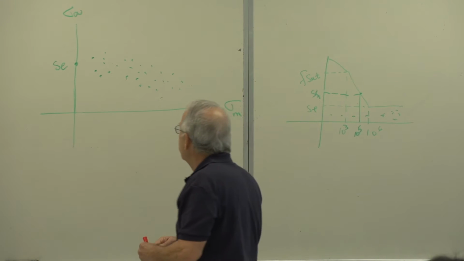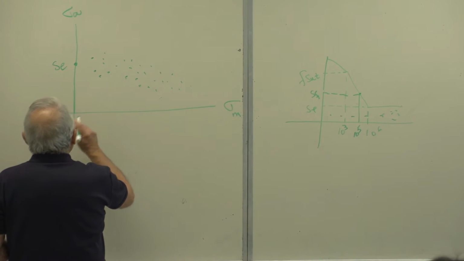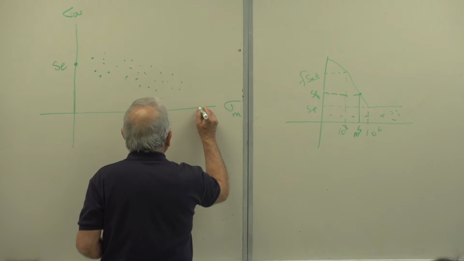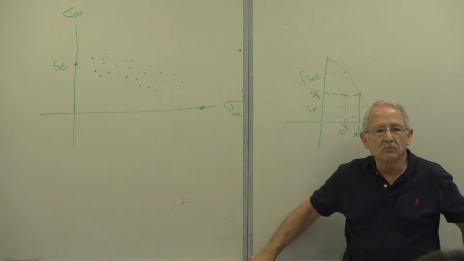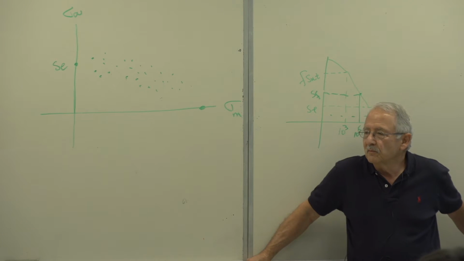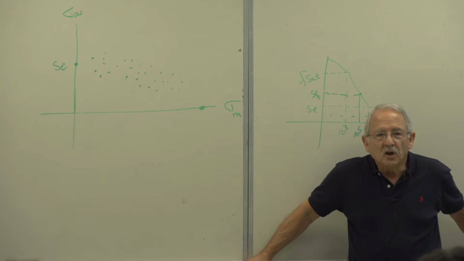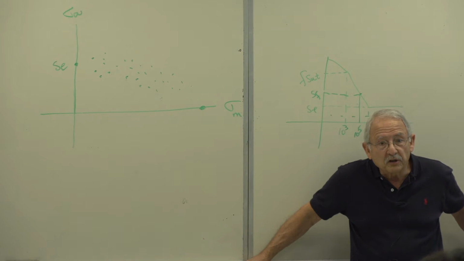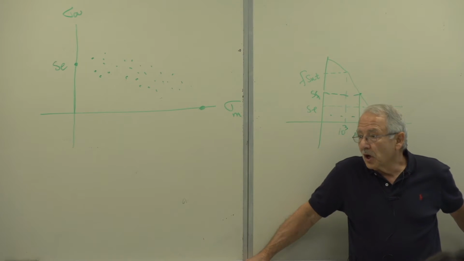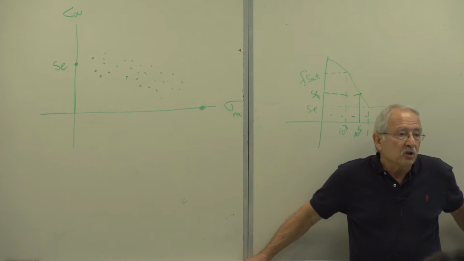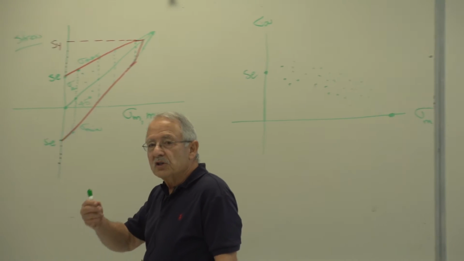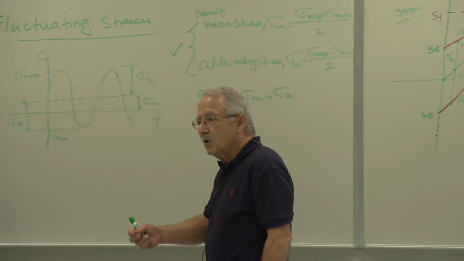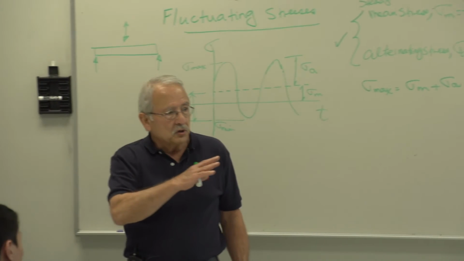That's all that means. So we draw a line, but by the way, what's the limiting value here for sigma m? No sigma a, just sigma m. What defines failure then? SY or SUT, depending on your failure criterion, right? If the material is ductile, yield strength. If the material is brittle, tensile strength. Since fatigue is a brittle phenomenon, we initially do use tensile strength.